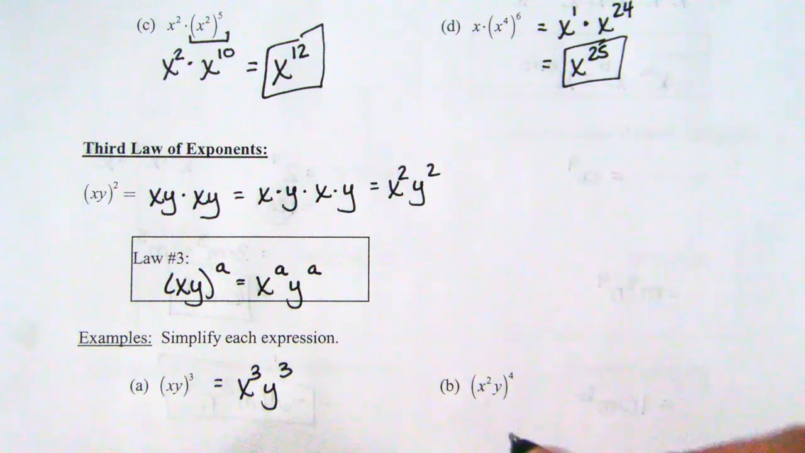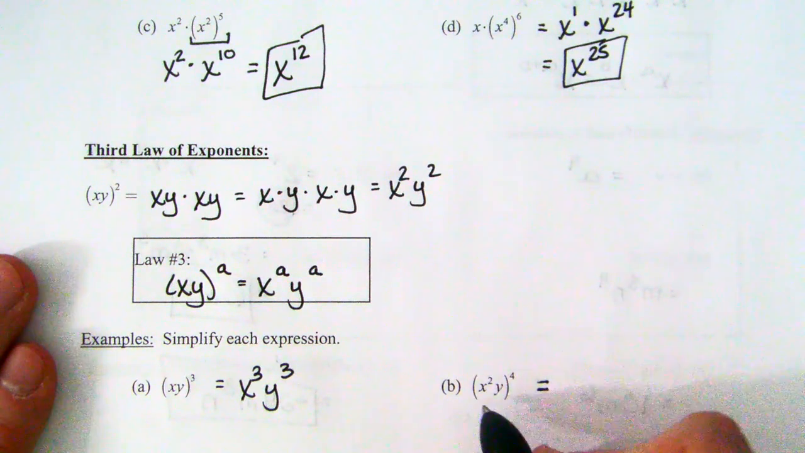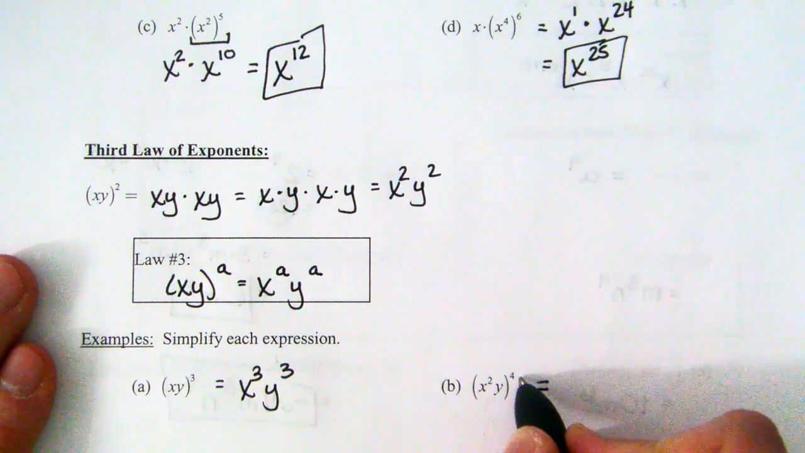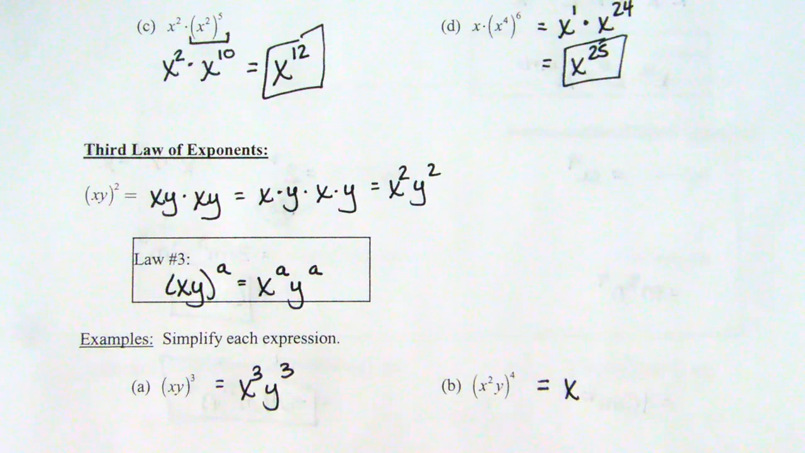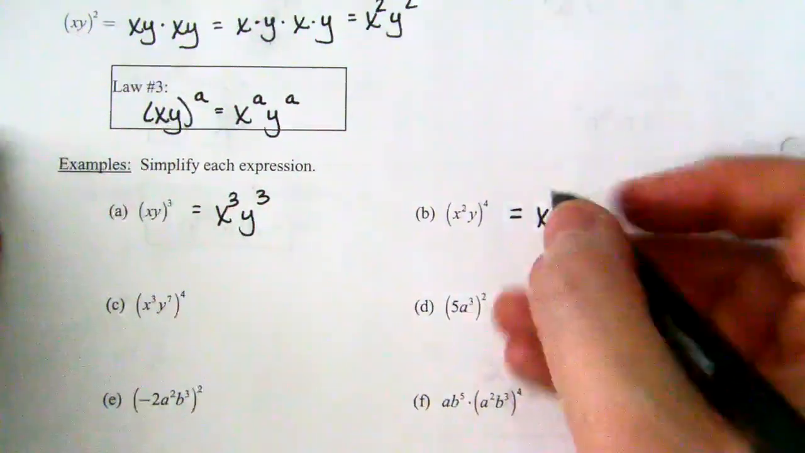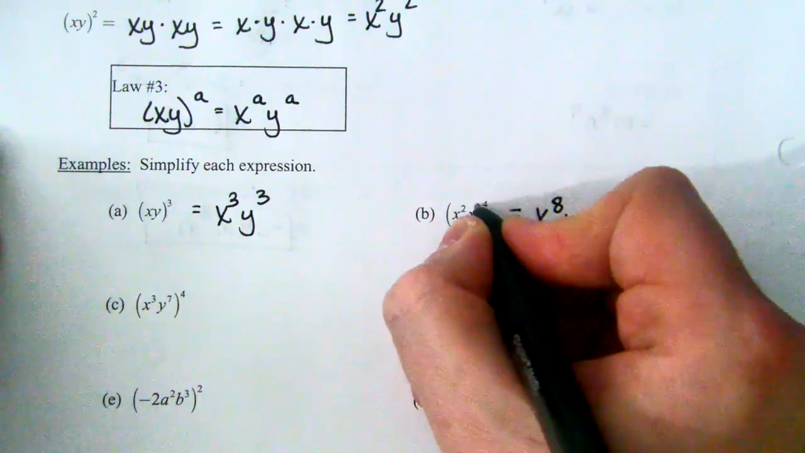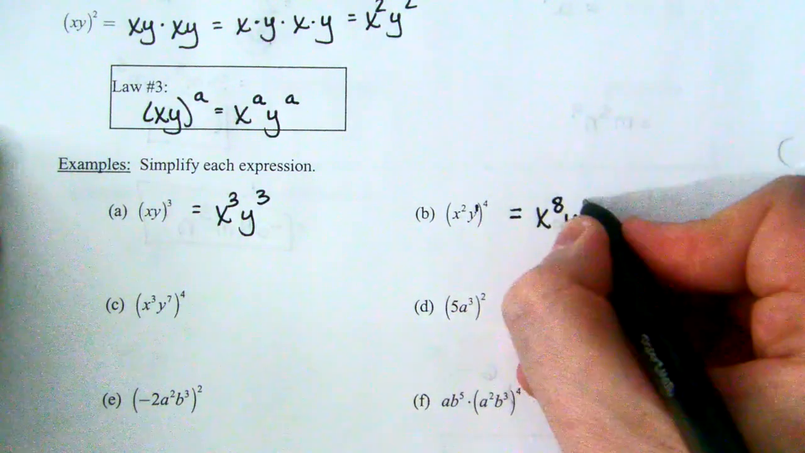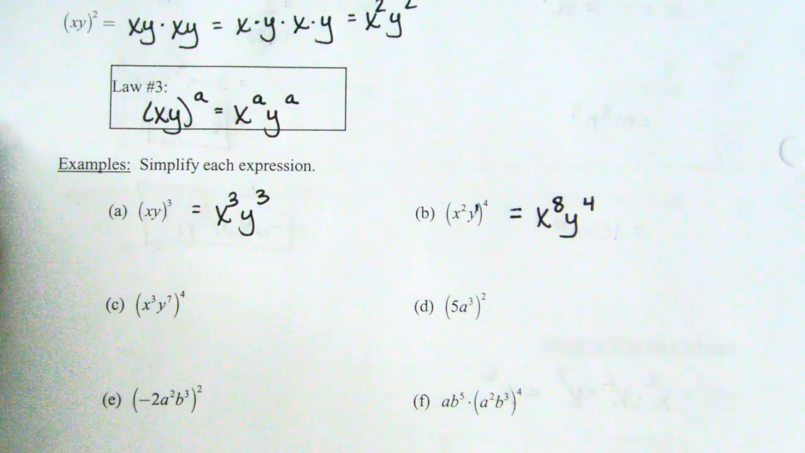In letter B, I'm going to distribute my power there. X squared to the 4th, by law number 2, means I should be multiplying those powers, and I'm going to get x to the 8th. I'm also going to get y to the 1st, to the 4th. I'm going to multiply those, and I'm going to get y to the 4th. X to the 8th, y to the 4th.